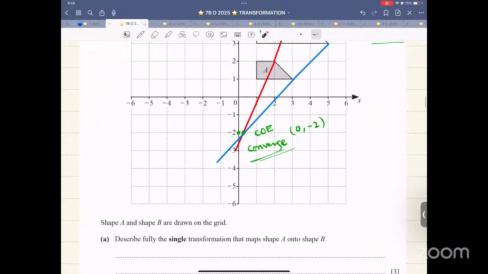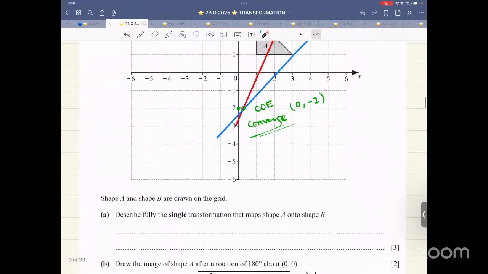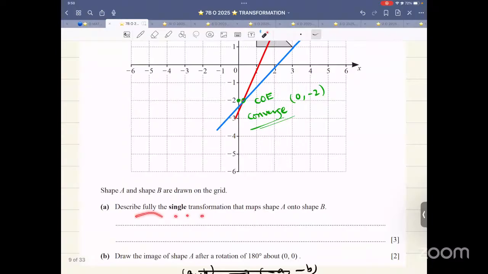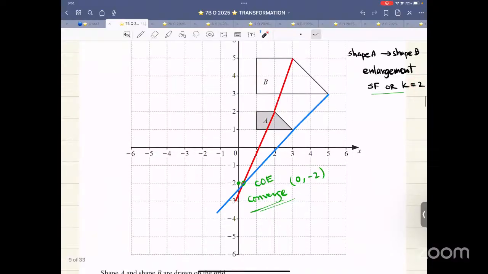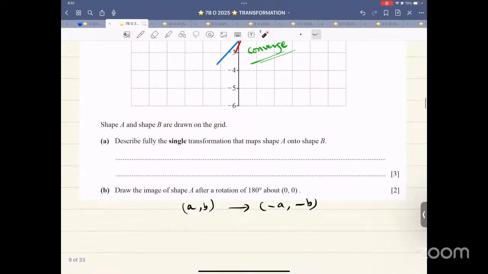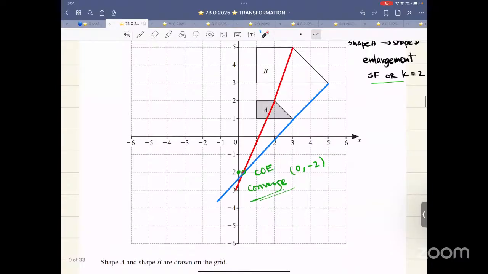Something like this. There is shape A, there is shape B. And they are saying, describe fully the single transformation that maps A onto B. Now, the height of A is 1 unit. The height of B is 2 units. So we know that the scale factor is 2. But now the question is, what is the center of enlargement? So we join corresponding points. We join these 2 points and extend. We join these 2 points and extend. Where it meets, that's the center.